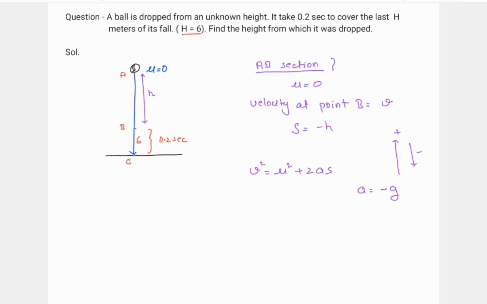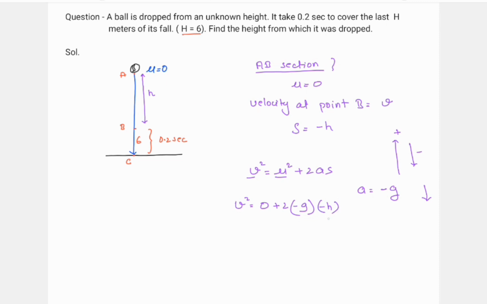It means minus of g. Why minus g? Because g always works downward. It means, what is the v? V square is going to be u square. U is 0, na? Initial velocity is 0. Plus 2. What is the a? A is minus of g. What is the s? S is minus of h.